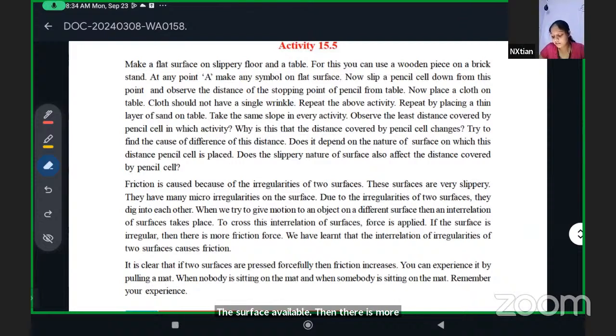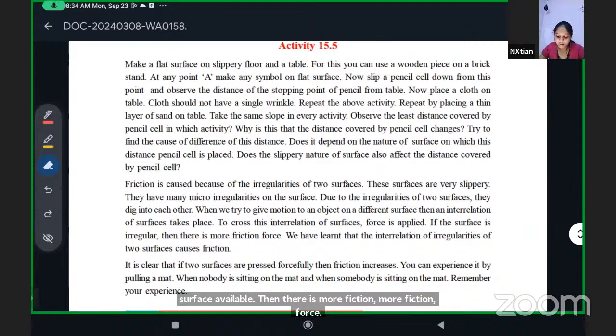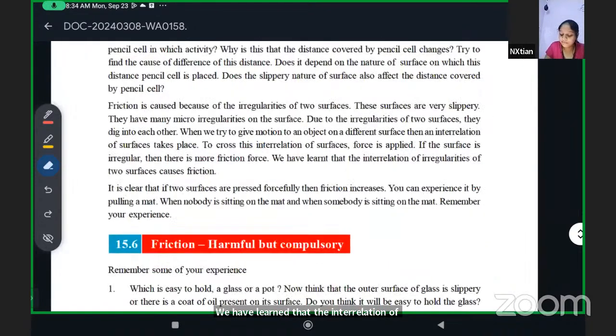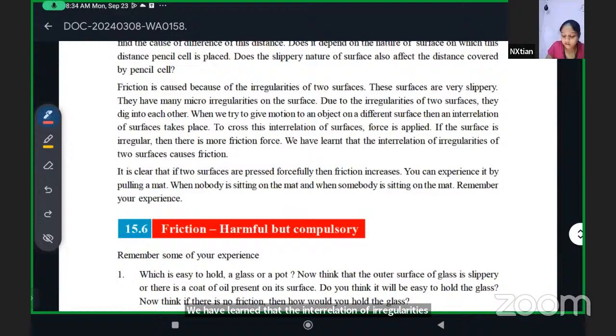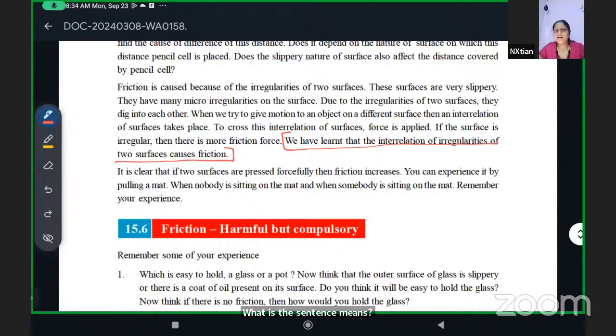We have learned that the interlocking of irregularities of two surfaces causes friction. Can anyone explain to me what this sentence means? Anyone of you? Yes, Abraham.